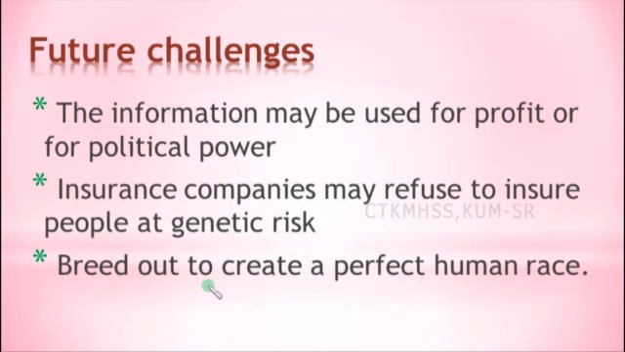Next, breeding out to create a perfect human race. Another fear is that attempts are being made to breed out certain genes of people from the human population in order to create a perfect race. In order to create a perfect human race, people with a genetic defect are bred out. Breeding out means they are not allowed to mingle with the human population, that is, those genes will not be allowed to mingle with the other population. This is done to produce a healthy society. So that is also a risk of future challenges.